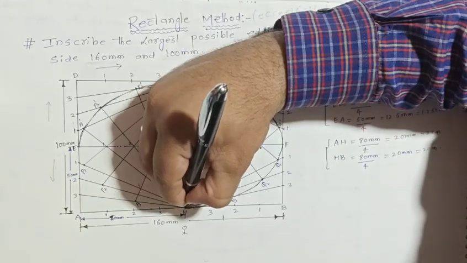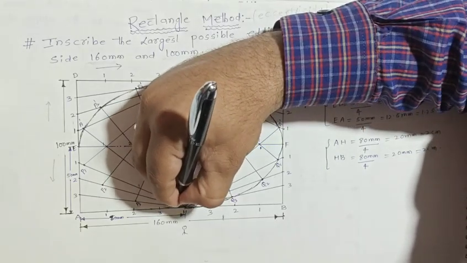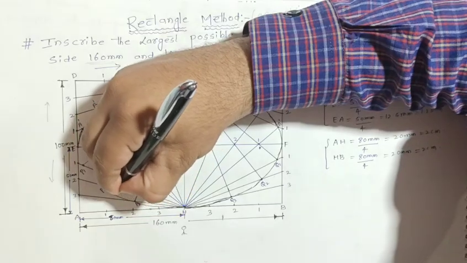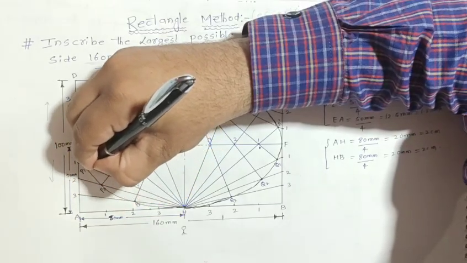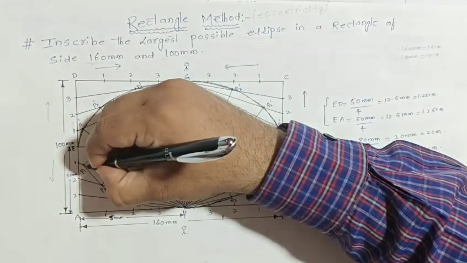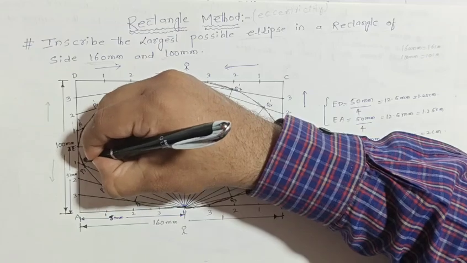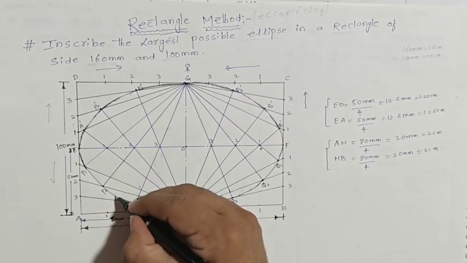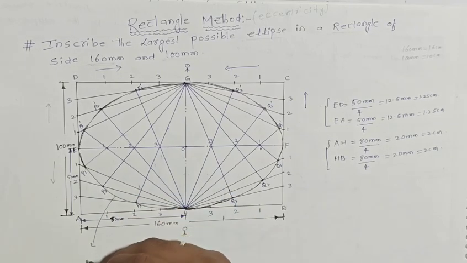Join the point from H to P3, P2, P1 and E. Clear? Just now we considered the shape of ellipse. This is our shape of ellipse.